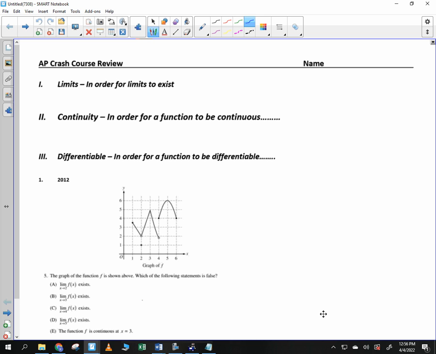So in order for limits to exist, tell me something. The limit as x goes to a from the left must equal the limit as x goes to a from the right. The right side must be the same as the left side. If that's not the case, then the limit does not exist. You can definitely have limits if it's discontinuous. I'll give you a couple examples. Here, the limit is positive infinity. It's discontinuous, yet the limit exists.